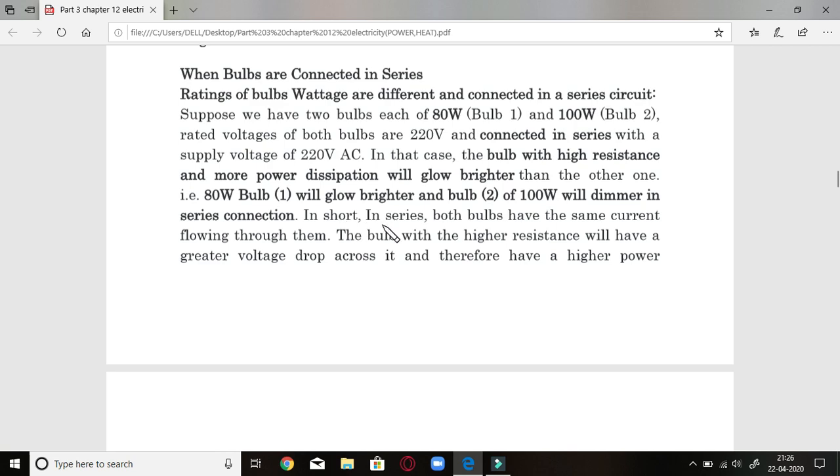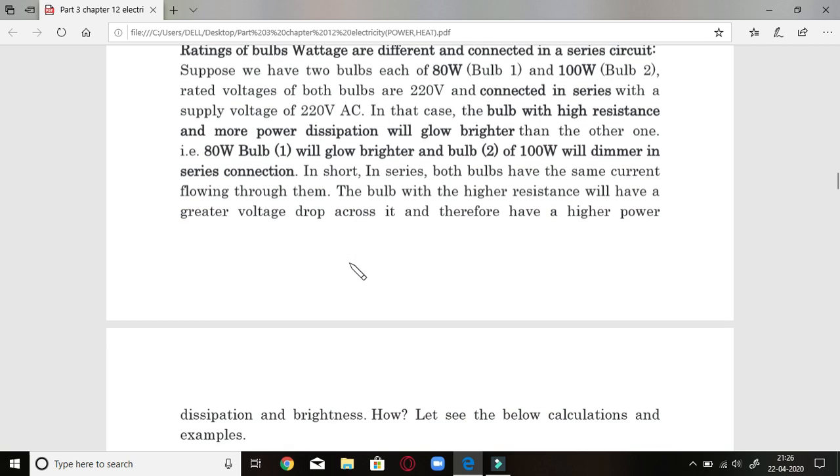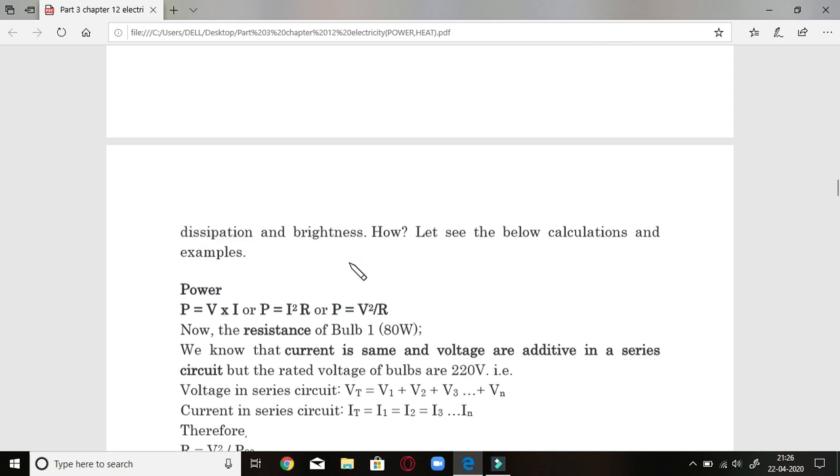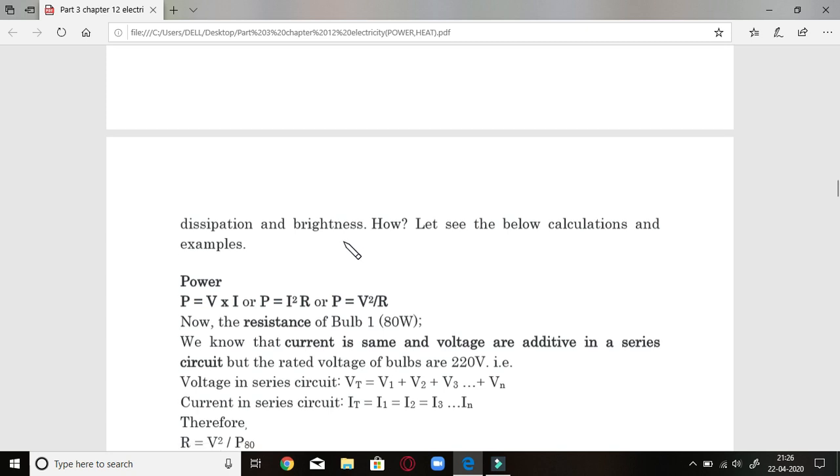In short, in series, both bulbs have the same current flowing through them. The bulb with the higher resistance will have a greater voltage drop across it. Mind this: the bulb with higher resistance will show a greater voltage drop across it, and therefore will have higher power dissipation and brightness. So that's why power dissipated will be more and brightness will be more. How? Let us calculate this.